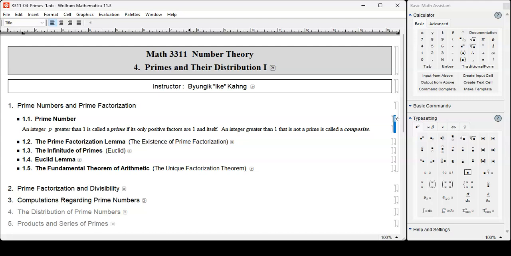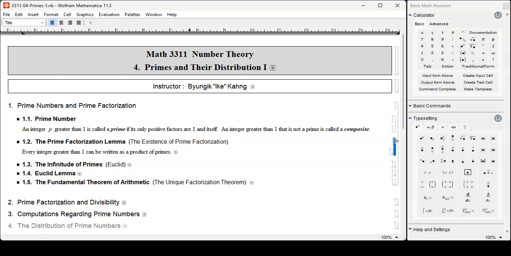This way, we can classify all positive integers into 3 categories: prime, composite, or 1. 1 is 1. It's neither a prime nor a composite. It's a multiplicative identity or the unity, so it serves a little bit different purpose. Okay, so much for prime numbers.